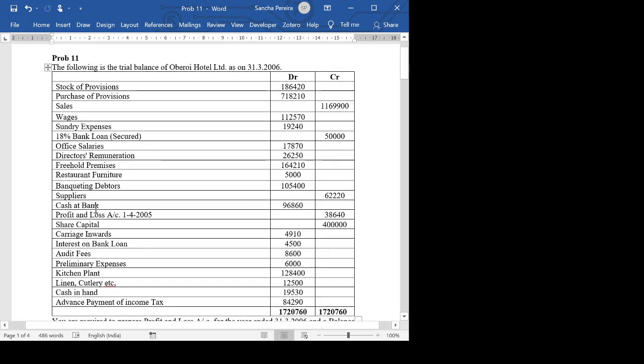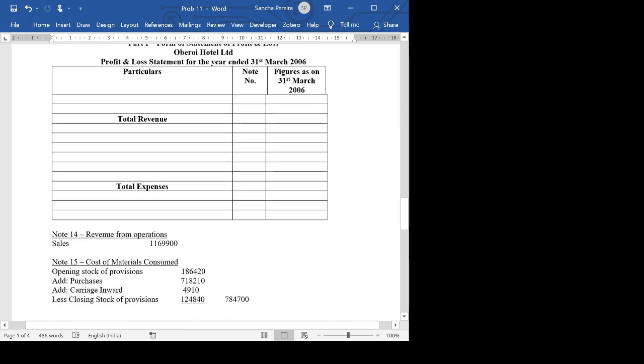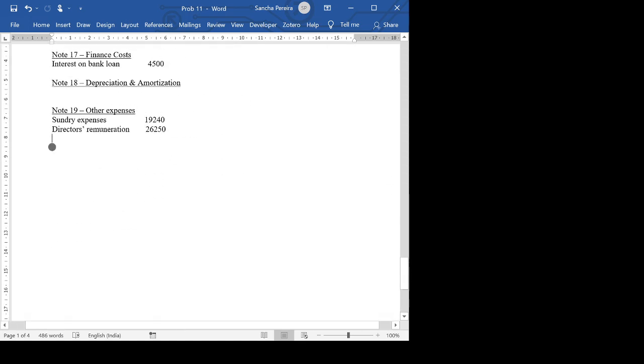Directors remuneration. All these things are taken. Carriage and audit fees we will have 8,600. Preliminary expenses only the part that is written off. Okay, so that we'll see when it comes to the adjustments. Audit fees is 8,600 for now. We can't total this because we still have to show the preliminary expenses that are written off.